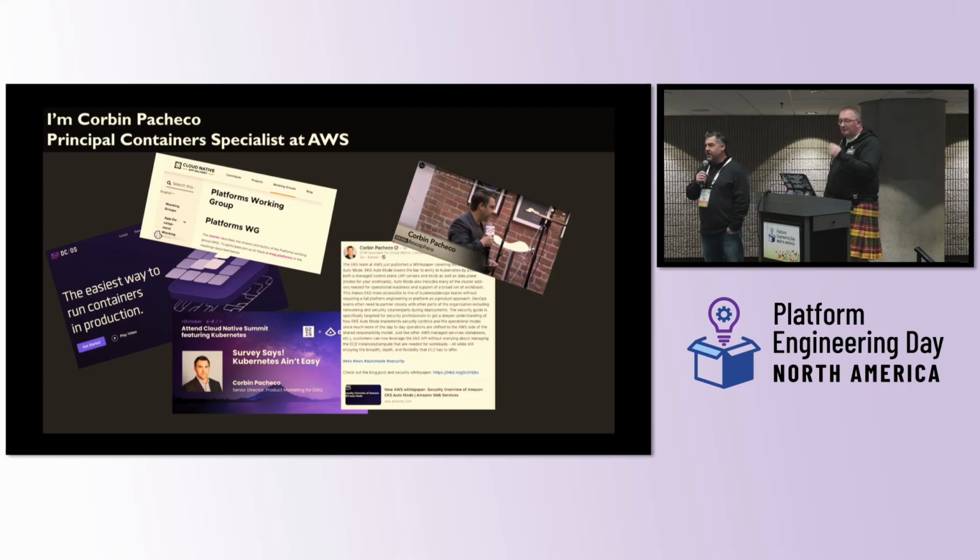So I'm Corbin Pacheco. I'm a container specialist at AWS, and I've been working in the cloud native ecosystem for the last 10 years. So for those of you who have been around long enough, I used to work at a company called Mesosphere, which then became D2IQ. And so anyway, been here for a while. Happy to be here with Chris.